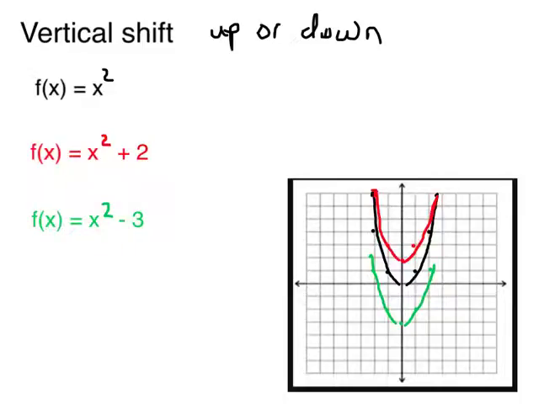So if you look at the parent function, x squared, this is the black graph right here. It opens up. Now when you change this by adding a 2 at the end of the equation, what that does is it shifts the black graph up 2 units. If you take the x squared and you add a -3 at the end, what that does is it takes the black graph and it shifts it 3 units down. So the number at the end shifts it vertically up and down. Negative goes down, positive goes up.